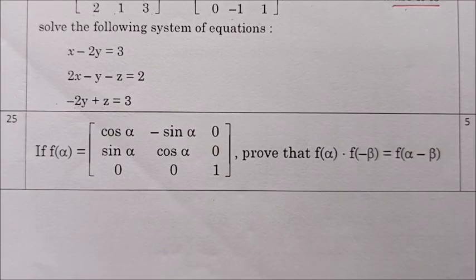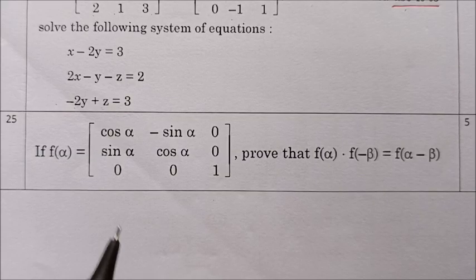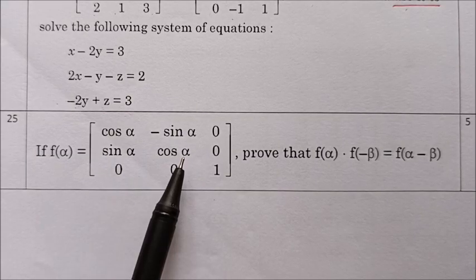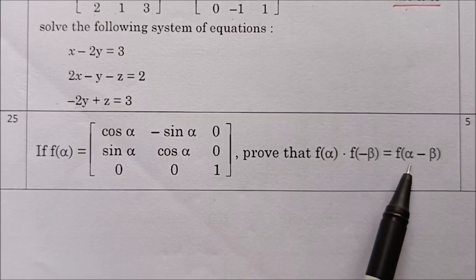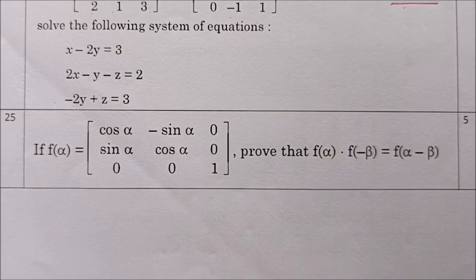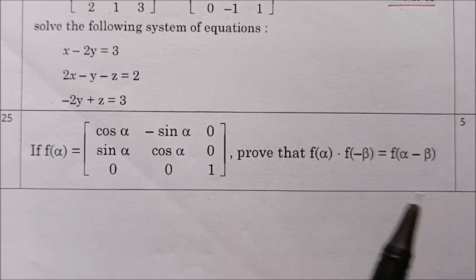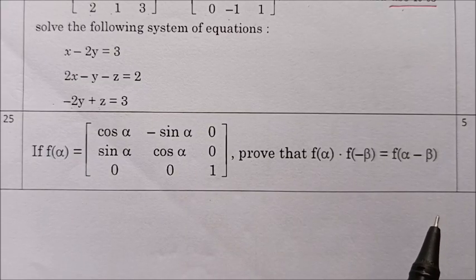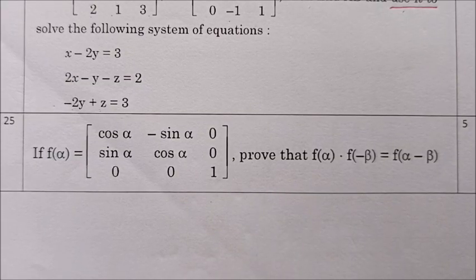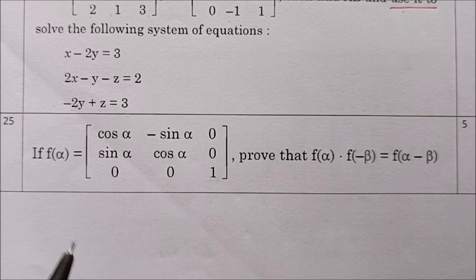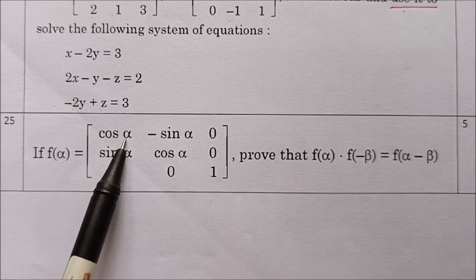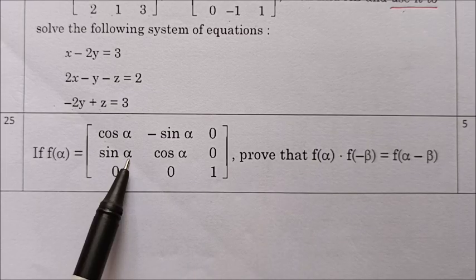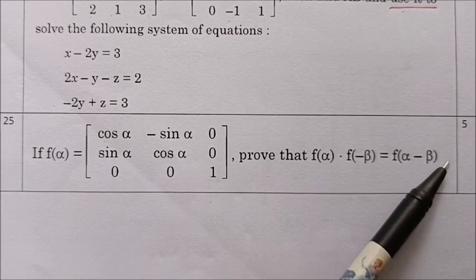Next is question number 25. Here f alpha is given like this. We have to prove that f alpha dot f minus beta equal to f of alpha minus beta. They have given 5 marks to this question, but actually this should be a 3 marks question because it is very simple. It is not that tough, not lengthy also, because you have to simply replace cos minus beta in place of alpha and then take the product of these two, and this automatically comes.